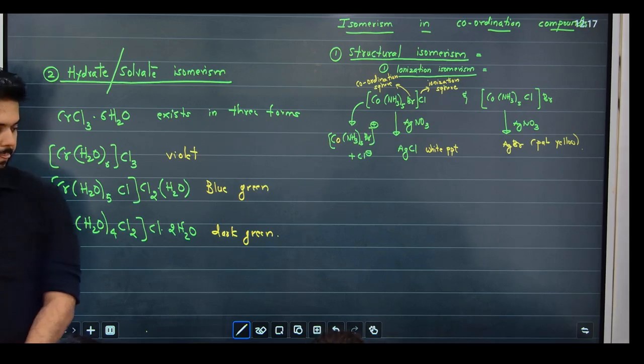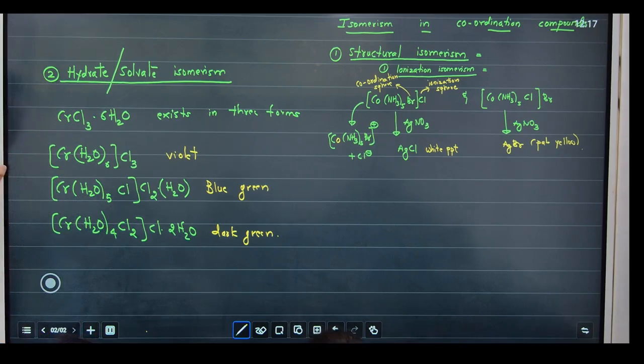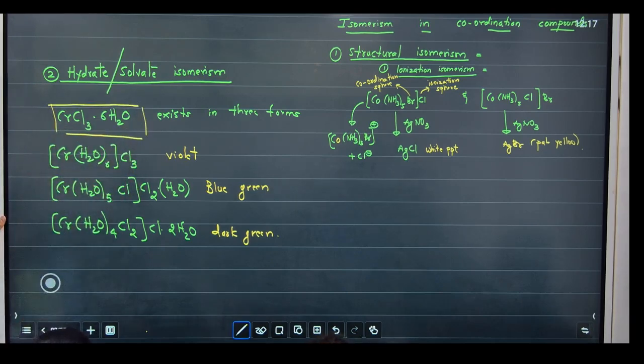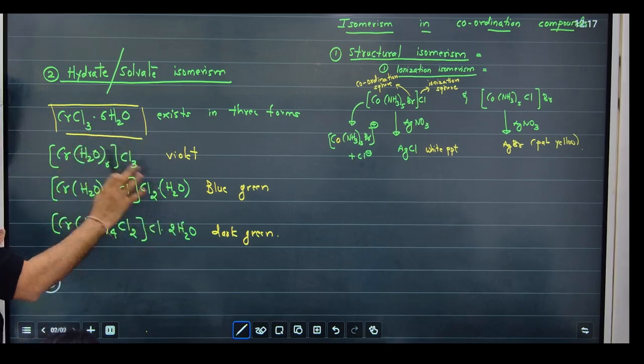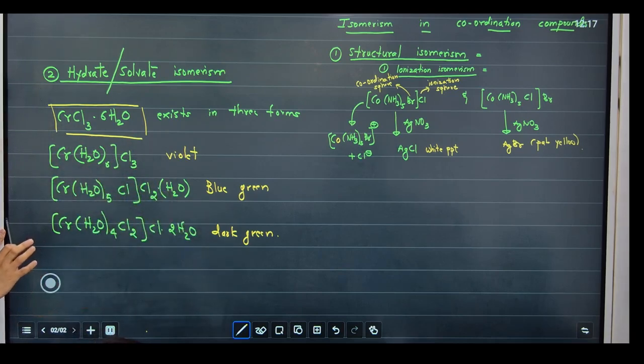For example, okay, now pay attention people. So let's say we have this particular coordination compound, okay? It can have these three forms. A simple way of understanding hydrate or solvate isomerism is different number of water molecules present inside the coordination sphere and in the ionization sphere. वो simple way में understanding है.